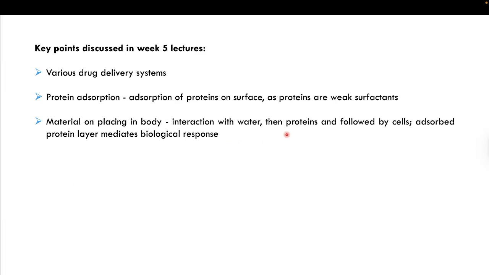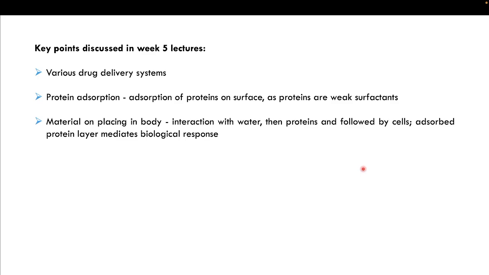So you have water, then you have proteins adhered on the surface of the implant, and then the cells in the body will try attaching themselves to these proteins, because a lot of cells have surface receptors for these proteins, and ultimately your implant is going to be covered with cells. So why does protein adsorption become important? Because what kind of cells are going to attach to your surface is governed by what kind of proteins are first of all adsorbed on this surface.